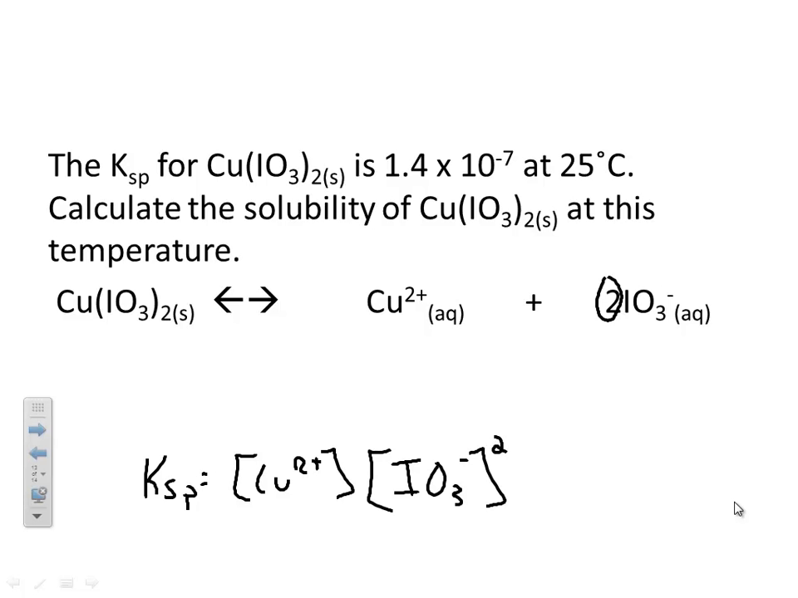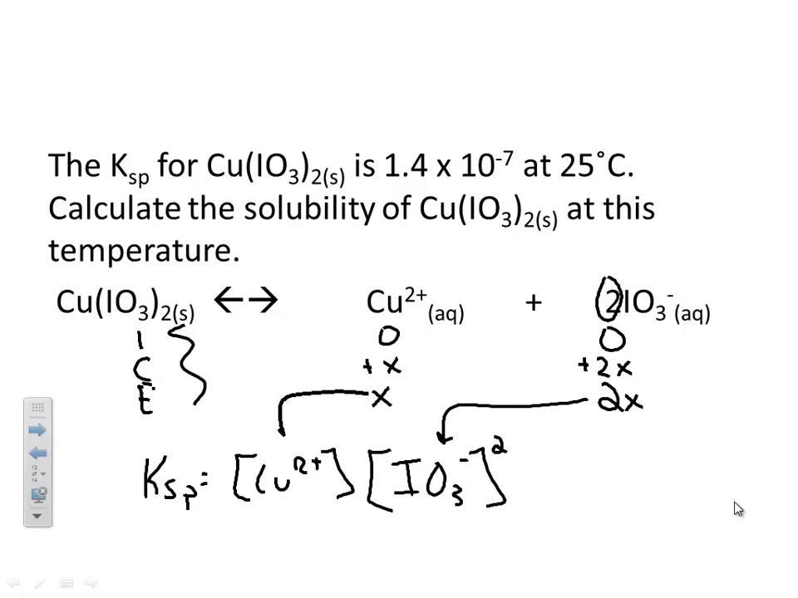Alright, let's take a look at our ICE box. We are ignoring our solid, which is why I'm not paying too much attention to it. We're going to start off with zeros for our initial line. We're going to add in x, and in this case, we're going to add in 2x because of our coefficient. We're going to have x and 2x. The 2x goes in here. The x goes in here, which gives us an overall KSP equation of 4x cubed.